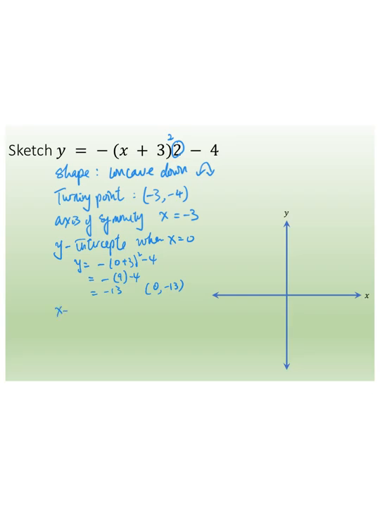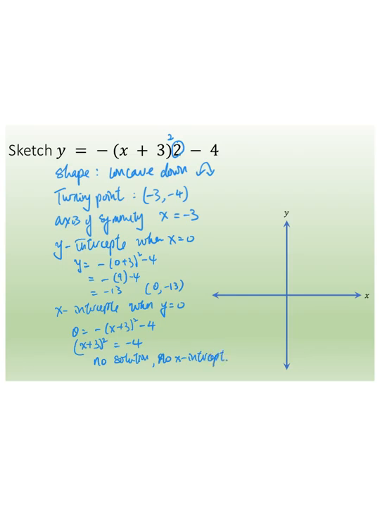Check for the x-intercept when y equals 0. So 0 equals minus (x plus 3) squared minus 4. Rearranging, (x plus 3) squared equals minus 4. So there is no solution. So no x-intercept.